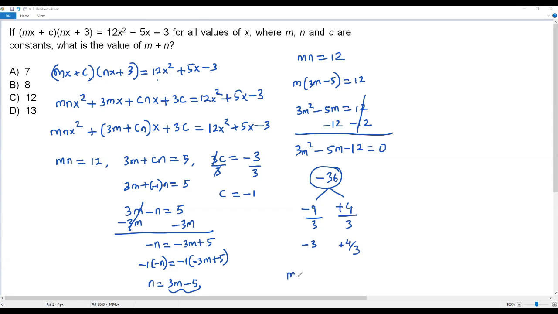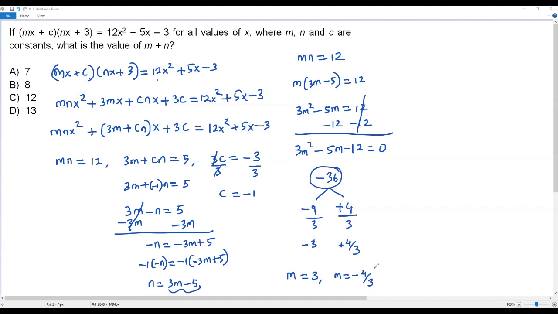Okay, now to get the two values of m of this quadratic equation, I have to change the signs of these two factors. Already it's negative 3. When I change the sign, it will become positive 3. That is one of the values of m. To get the second value of m, I have to change the positive sign of this factor. If I change this positive sign, it will become negative. That is, the second value of m is negative 4/3. Okay, now I got two values for m.